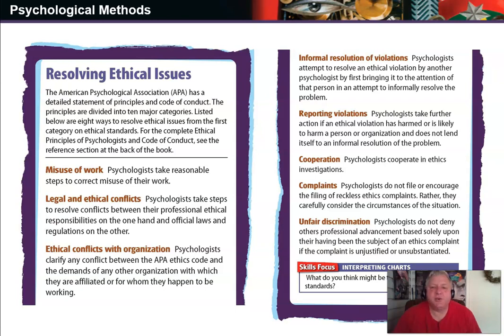Cooperation. Psychologists cooperate in ethics investigations. Complaints. Psychologists do not file or encourage the filing of reckless ethics complaints. Rather, they carefully consider the circumstances of the situation. Unfair discrimination. Psychologists do not deny others professional advancement based solely upon their having been the subject of an ethics complaint if the complaint is unjustified or unsubstantiated.